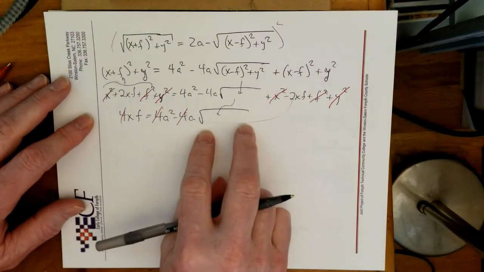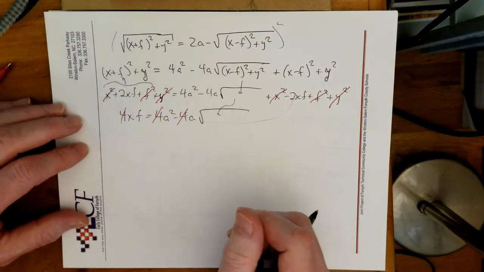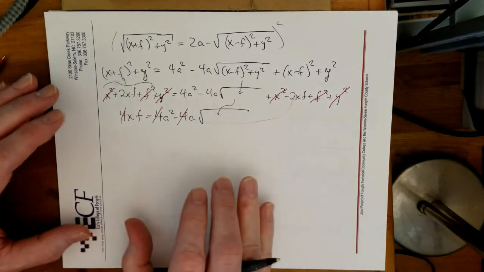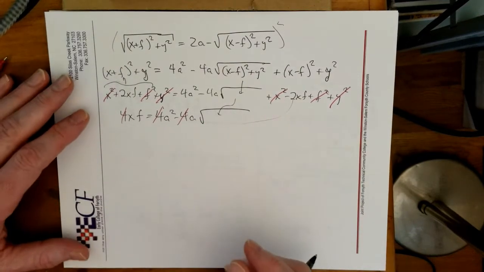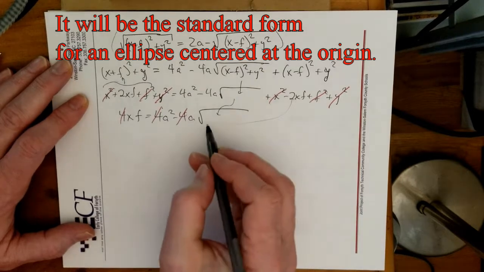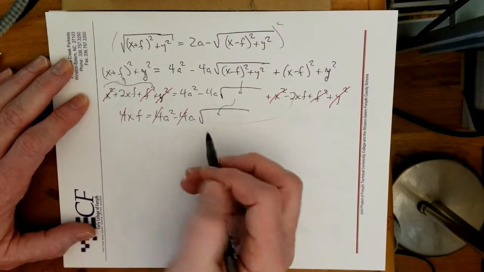And I want to isolate the radical again. Ultimately, I'm trying to get rid of the radicals, deriving what I consider the standard formula. I have it written slightly differently than what they consider standard.